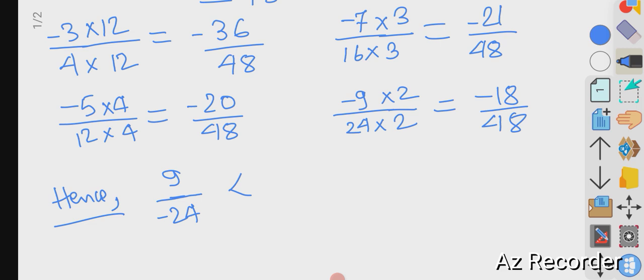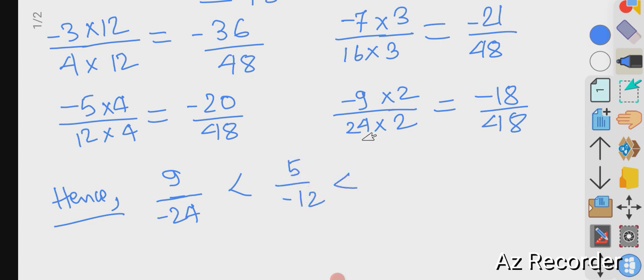Now next, what we have is minus 21 upon 48. Originally it was minus 7 upon 16. And just bigger than this, sorry, just a minute, it's a mistake here. Just bigger than minus 18 upon 48 is not minus 21 upon 48. This is just bigger, minus 20 upon 48. Okay, so we will correct this. So originally minus 20 upon 48 is what? 5 upon minus 12.